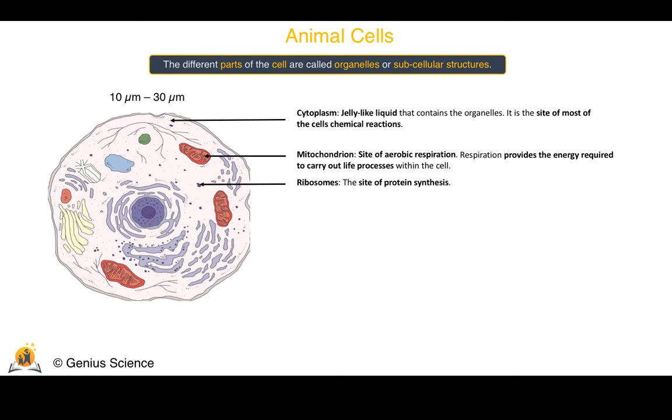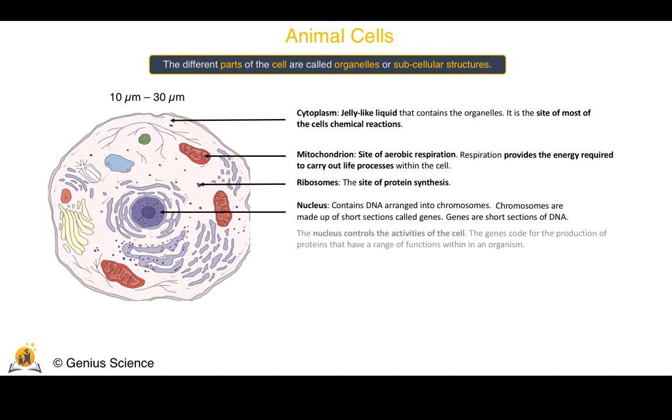In the center here we have the nucleus, and it contains DNA arranged into chromosomes. Chromosomes are made up of short sections called genes, and genes are short sections of DNA. As for its function, the nucleus controls the activities of the cell. The genes code for the production of proteins that have a range of functions within an organism. For example, as enzymes, hormones, or antibodies.